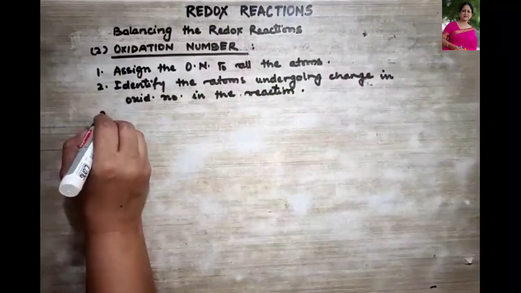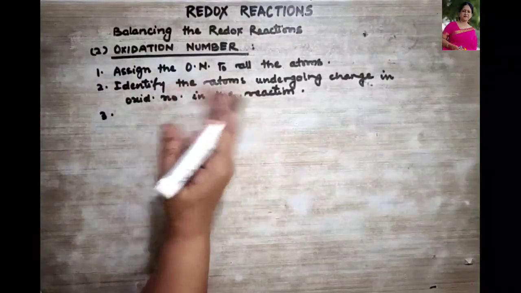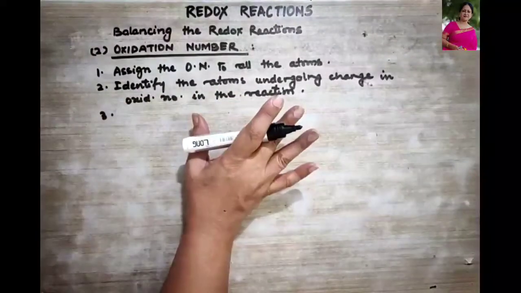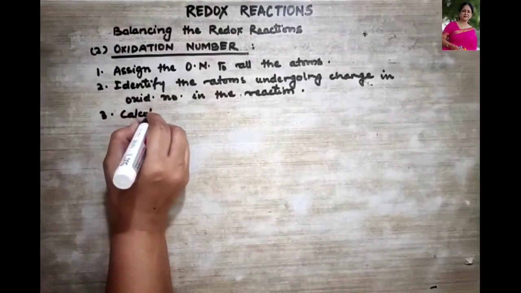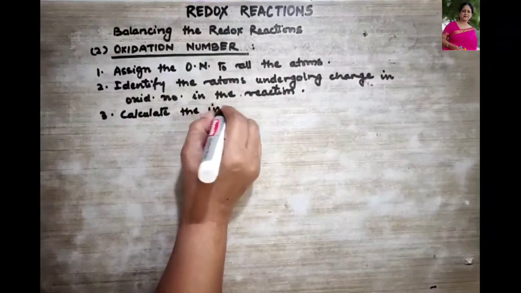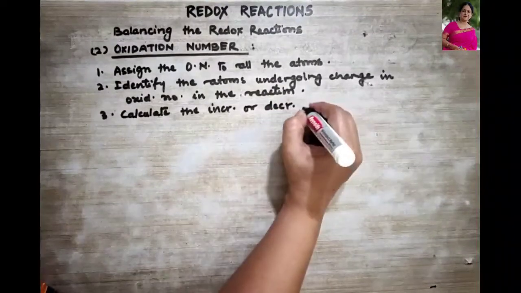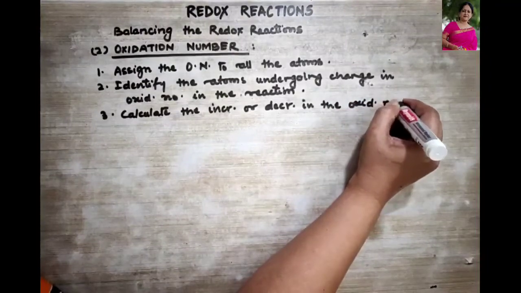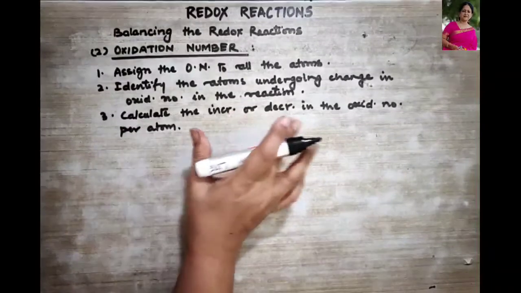After this, what we need to do? Now we are going to calculate the increase or decrease in the oxidation number per atom and for the entire molecule in which it occurs. So calculate the increase or decrease in the oxidation number per atom.